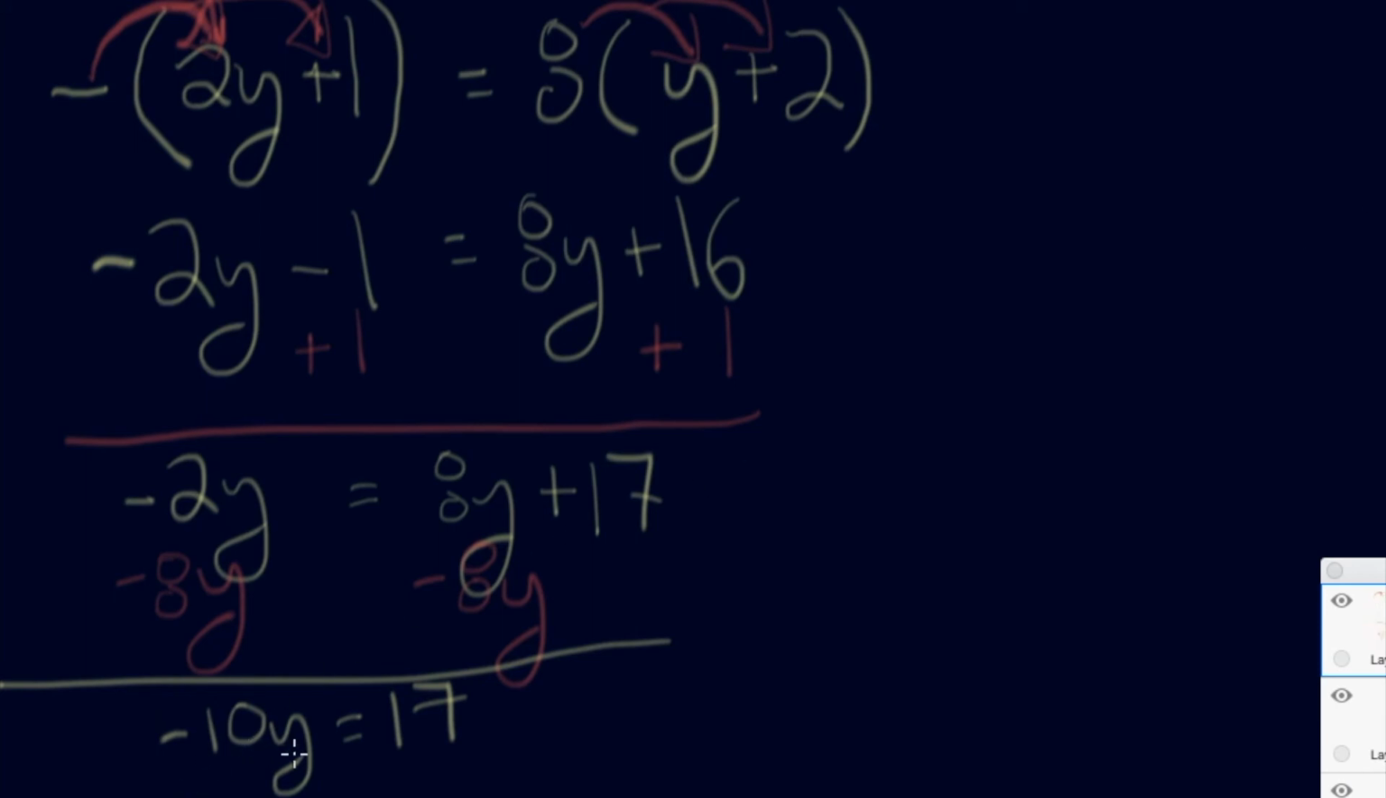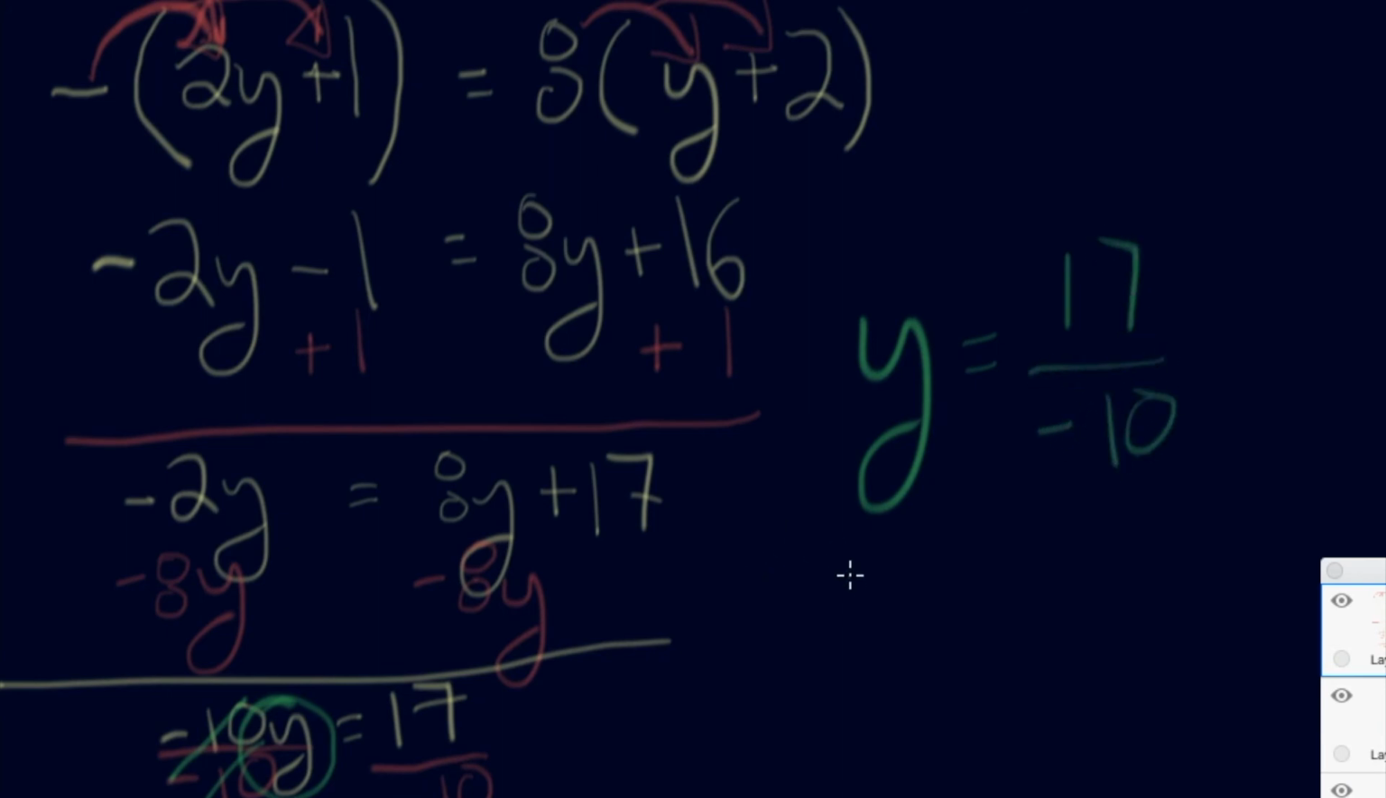Now how do I get that y all by itself? I'm going to divide this side by negative 10 and this side by negative 10. So what that does, again, over here is going to eliminate our negative 10s, leaving me just with y. And then you get this. Now, can you do anything with that? No. So your final answer is y equals 17 over negative 10.